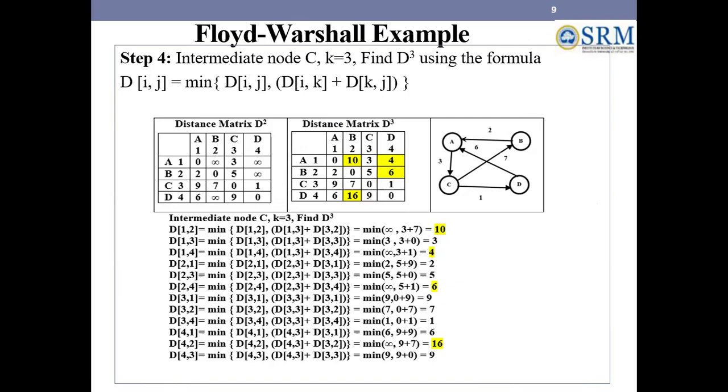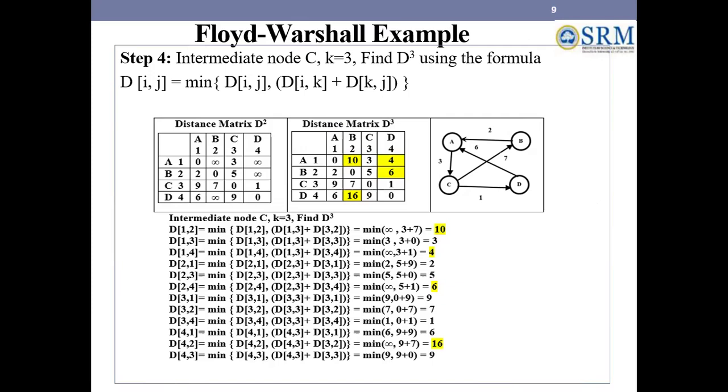See the next yellow color, A to D. There is no single edge between A and D. Now through C, A to C, C to D is possible. Now we are taking intermediate node C. Through intermediate node C, A to C, C to D is possible. So 3 plus 1, 4. 4 is the new value from A to D. Old infinity replaced by 4.